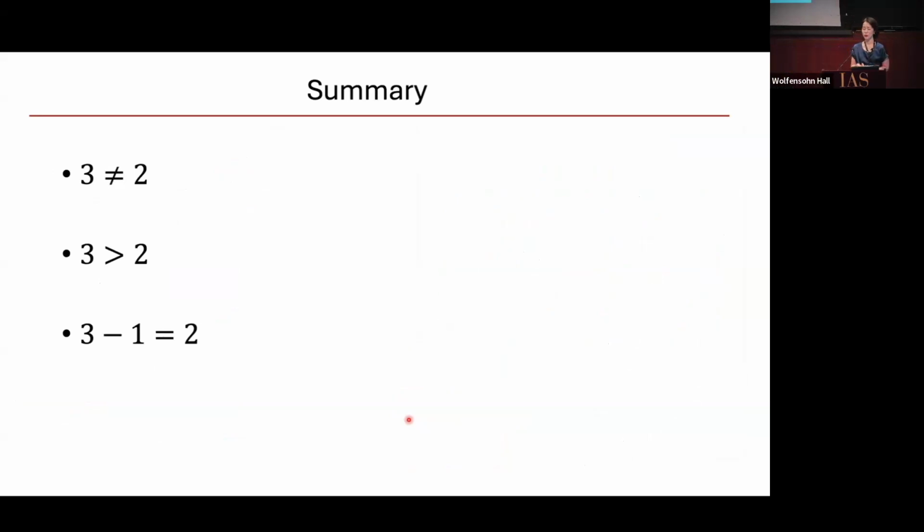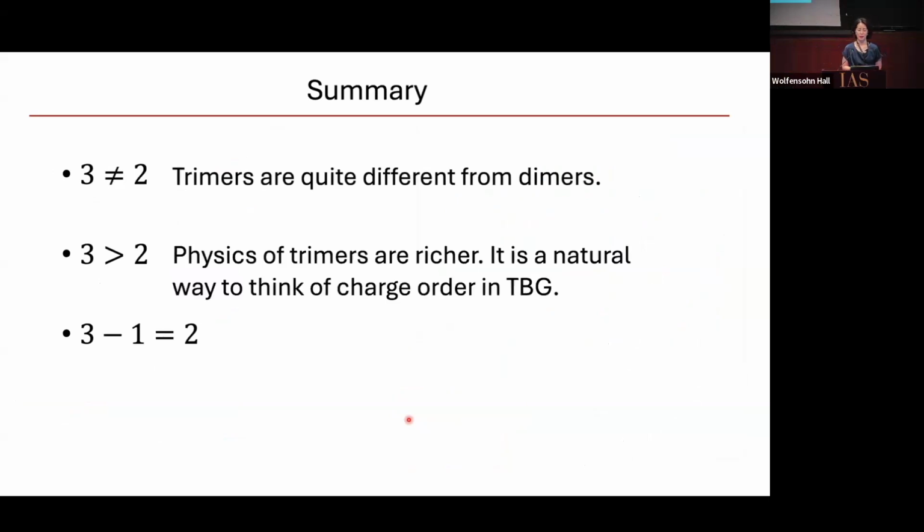3 unequal to 2 means trimers are quite different from dimers. And 3 is greater than 2: physics of trimers are richer. And it's also a natural way to think about charge order in twisted bilayer graphene without being restricted to magic angle.